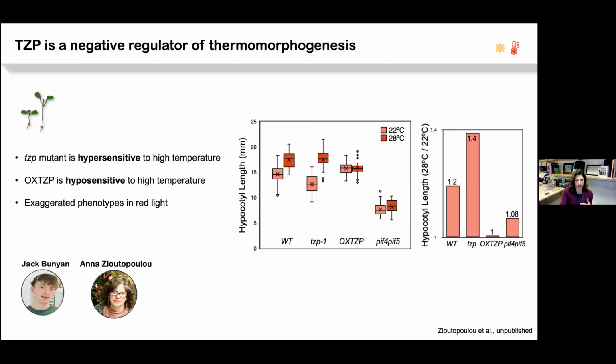We know in response to high temperature, there is an elongation of hypocotyls that is, again, mediated primarily by phytochrome B, but also by ELF3. So in a TZP mutant, we can see that there is a hypersensitive response to high temperature, and this is the ratio, basically the change from 28 to 22 degrees, whereas overexpression of TZP leads to a hyposensitive phenotype to high temperature. And this phenotype is exaggerated in response to red light.